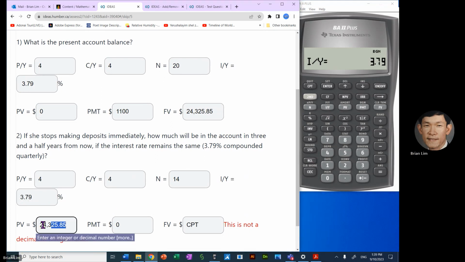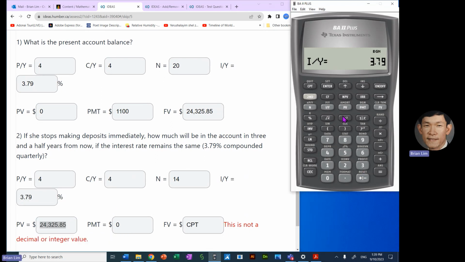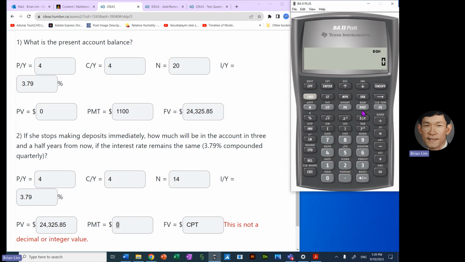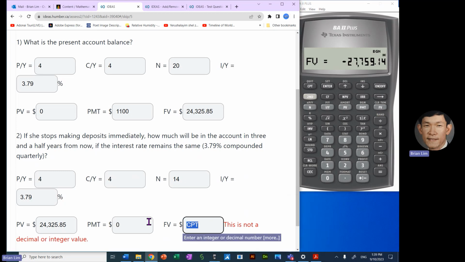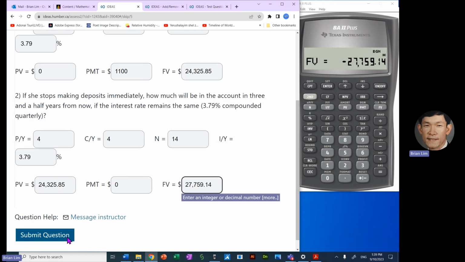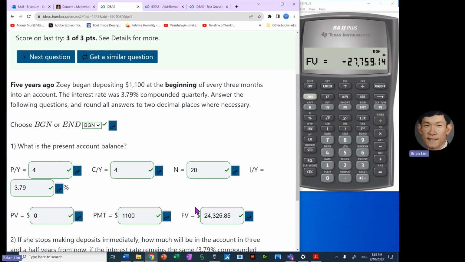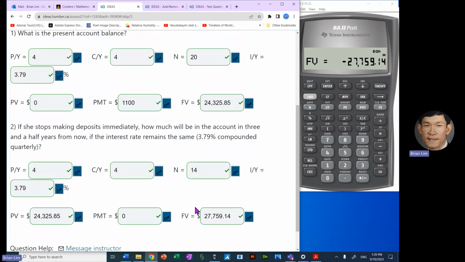There we are. Present value, I think that has already been entered. All right, payment is 0 because there are no more payments. And then we compute the future value. All right, so the answer is 27759.14. Right, let's check our answer first and see if we got it correct. Right, it didn't submit, it's submitted now, and all is correct.